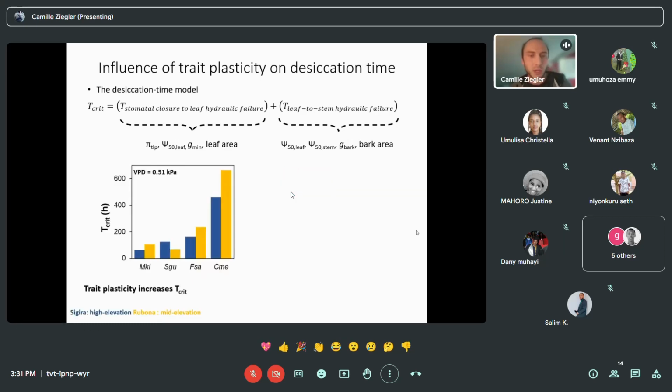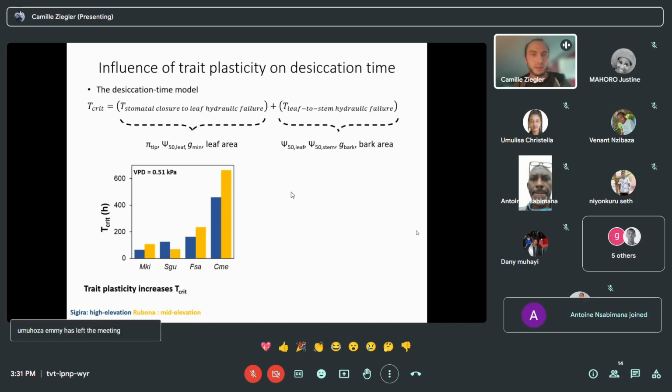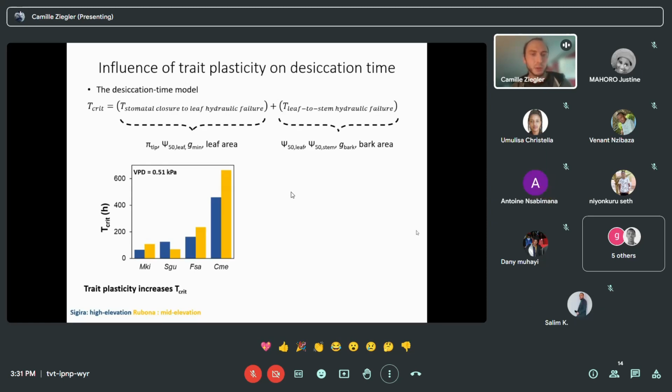So the first result here is when we consider trait plasticity, but we don't consider the change in the environment. In blue here, you have desiccation time for trees in Sigira, and yellow for Rubona. So you see that for most species, trait plasticity actually increases T crit. So the yellow bar is higher than the blue bar. This was not the case for Syzygium, SGU here, probably because there was a cancellation of its segmentation pattern. But the net trend is that we have an increase in T-crit with trait plasticity.